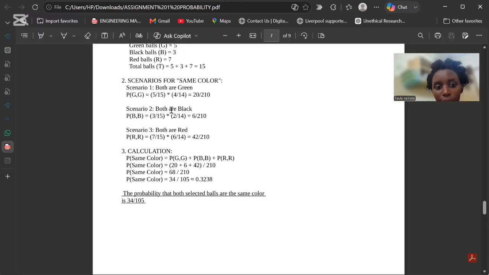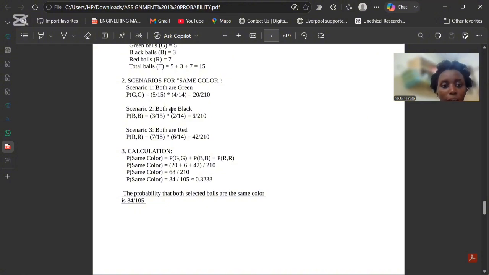Then in the second picking, if it's black we shall pick black one. Then in the second picking we shall have another black. Then if they're both red we shall have red one and red two. So we find those individual probabilities.